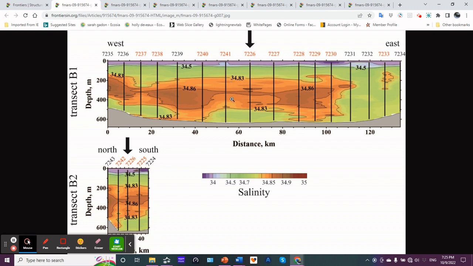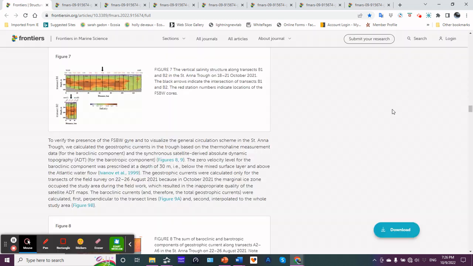So this is looking at it from the side. Just imagine water's coming at you, then going away from you. But something is definitely spinning here. So yeah, this to me better indicates the gyre that they're discussing. Okay, continuing on.